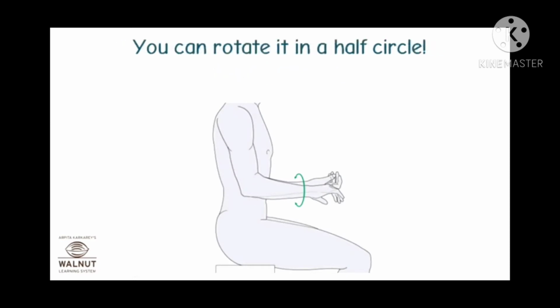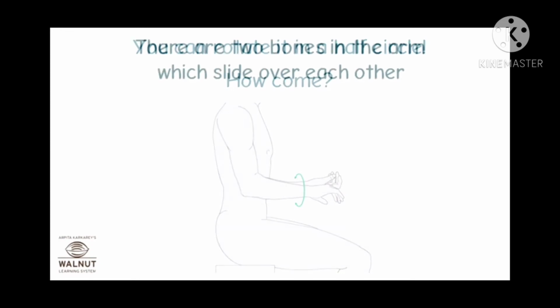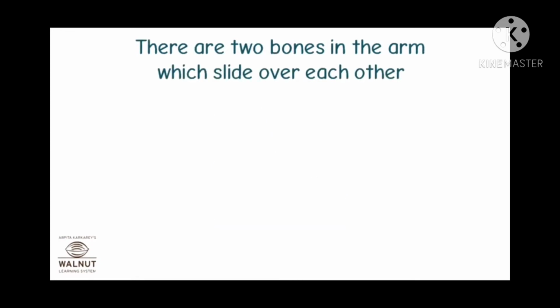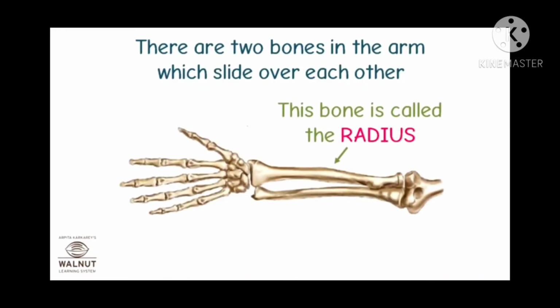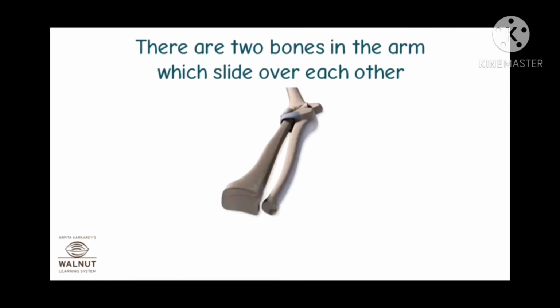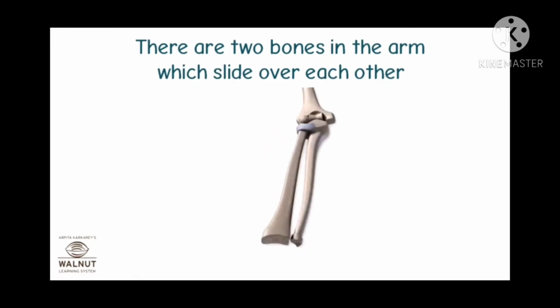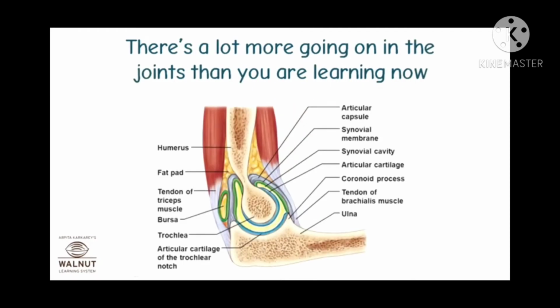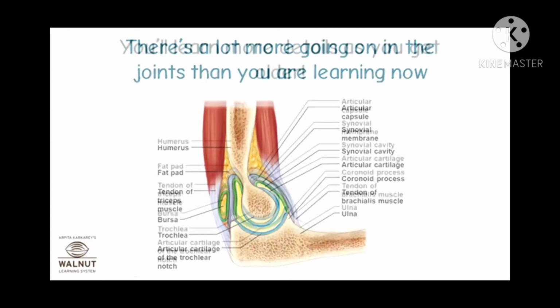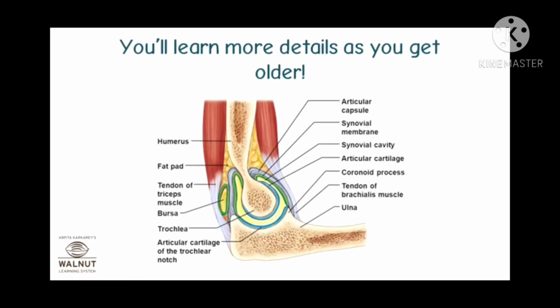You know one more movement of the elbow. You can rotate it a half circle. How come? There are two bones in the arm which slide over each other, and one bone is called the radius and another bone is called the ulna. You can observe in your video how they are sliding over each other. There is a lot more going on in these joints, but you can learn in your higher classes when you get older.